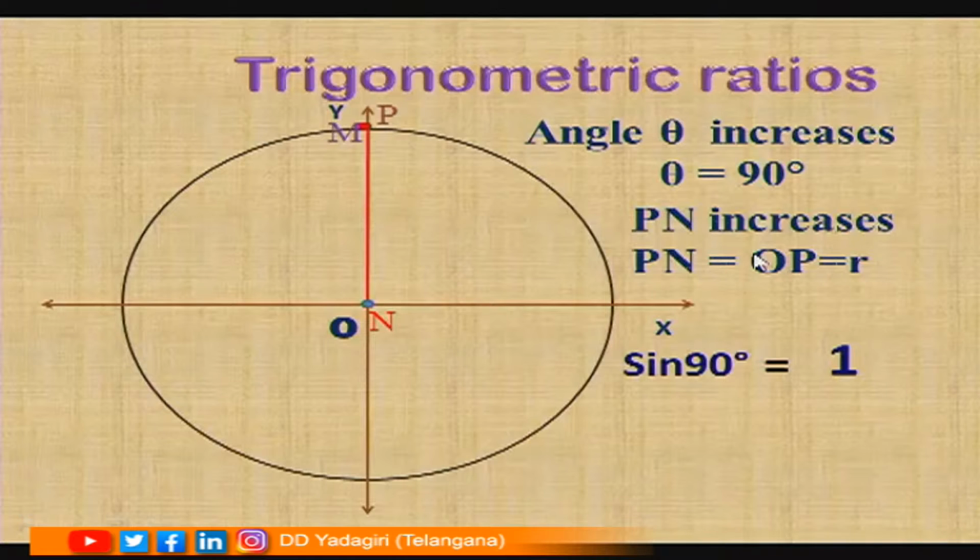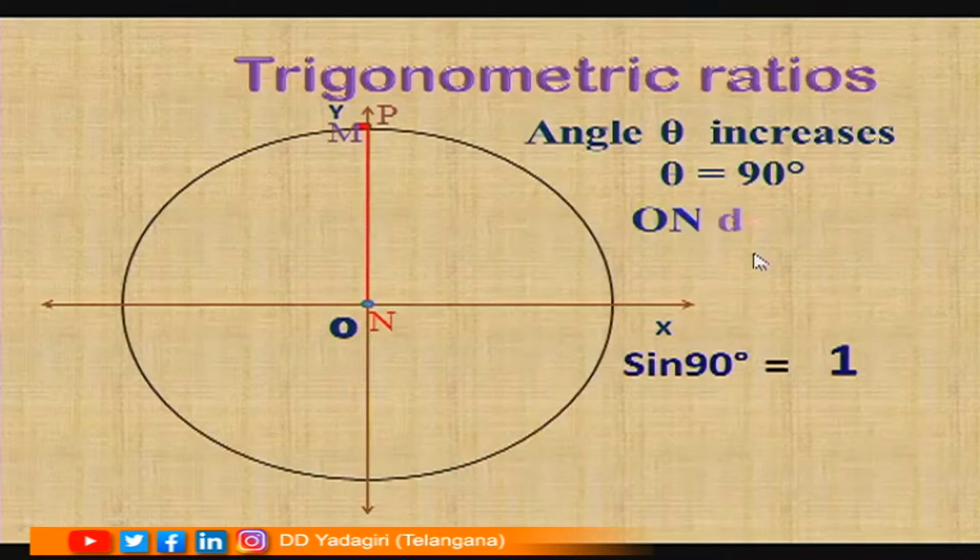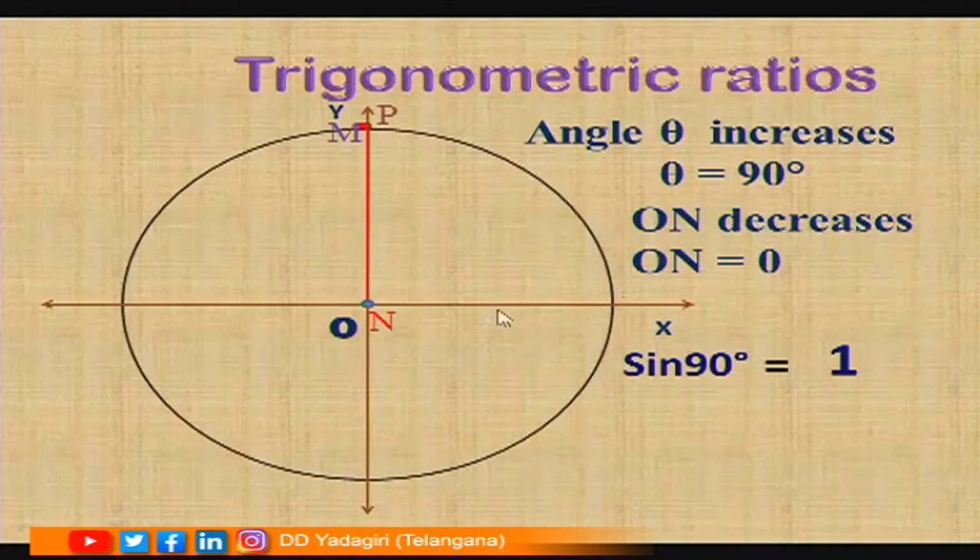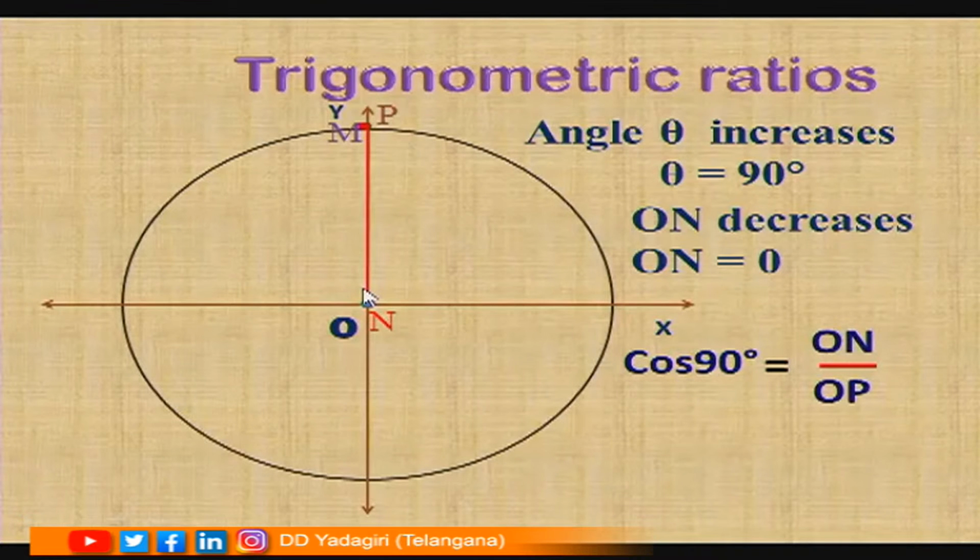Now, similarly we discuss about the cos. ON decreases, you have observed that ON has decreased and became 0, is it right? That means cos 90 degrees is going to become ON by OP, where ON is equal to 0, that means cos 90 degrees is equal to 0, is it right? Children, I hope you understood why sin 0 is 0, cos 0 is 1, sin 90 is 1, cos 90 is 0, is it right?